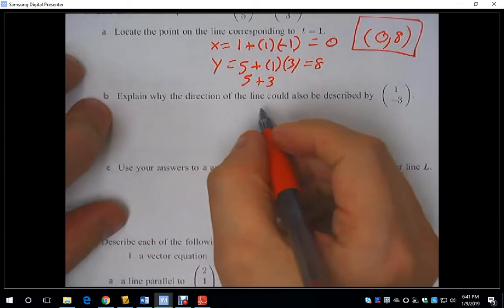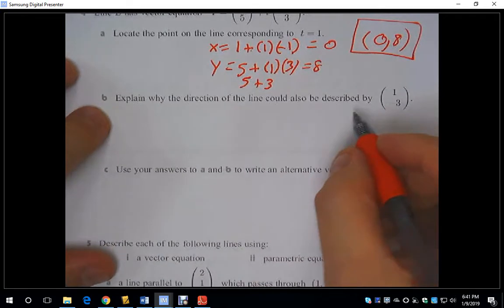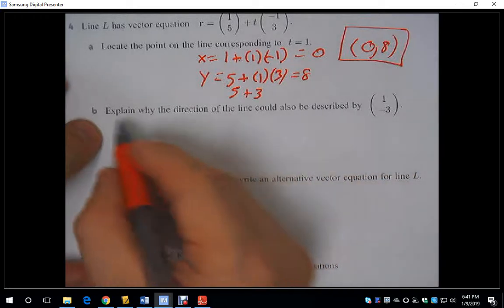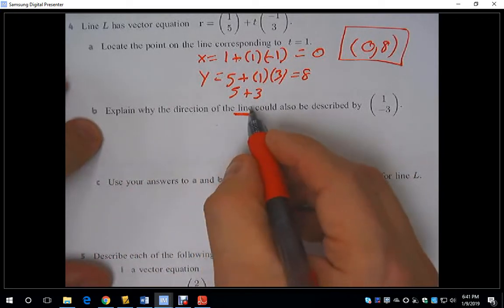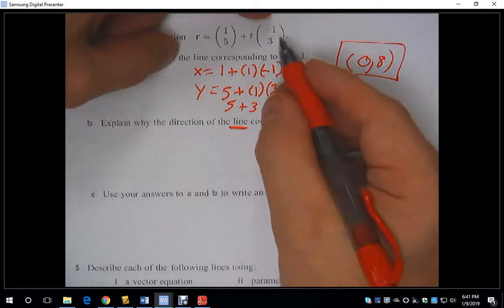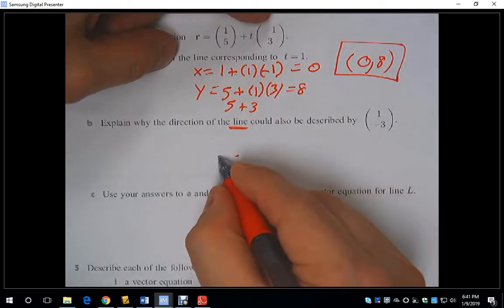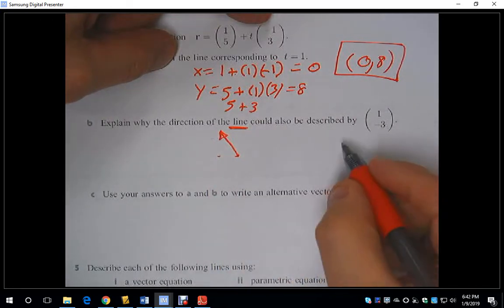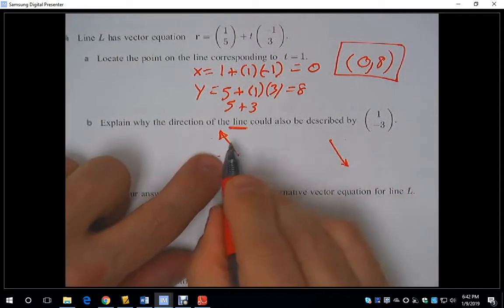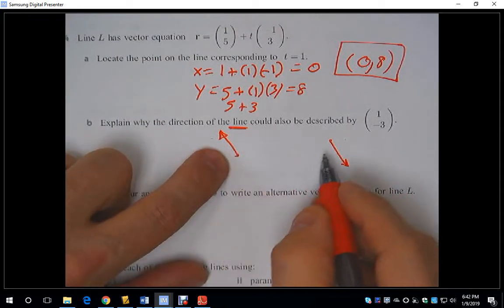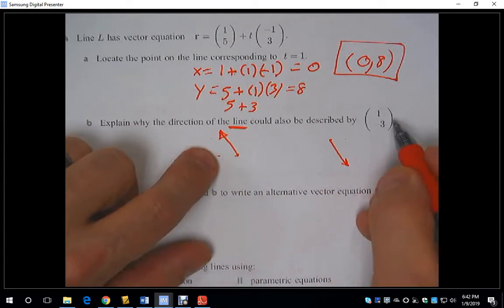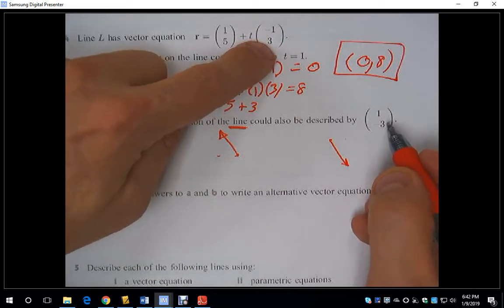Explain why the direction of the line could also be described as (1, -3). Well, it's because we're talking about a line. We're not talking about a direction. If I have this direction vector of 1 to the left and 3 up, and then we have this other direction vector of 1 to the right and 3 down, you can see that the slope is the same for both of these. Because the slope is the same for both of these, then we know that we can use either one of these for our direction vector.